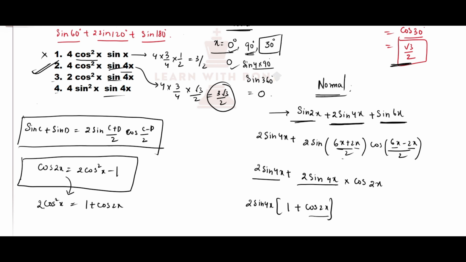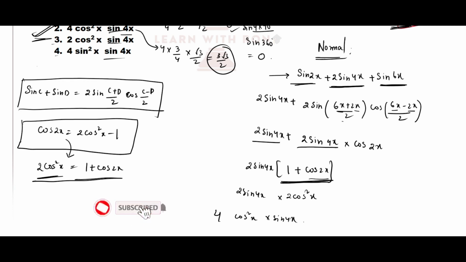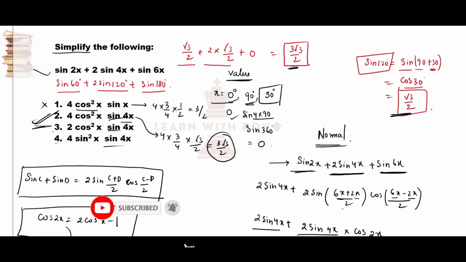Means 2 cos square x as 1 plus cos 2x. See here, 2 sin 4x, in the place of 1 plus cos 2x I can write 2 cos square x, right? So 2 cos square x, 2 into 2, 4 cos square x, multiplied with sin 4x, which is option number 2 here. I hope you understood the normal procedure also.